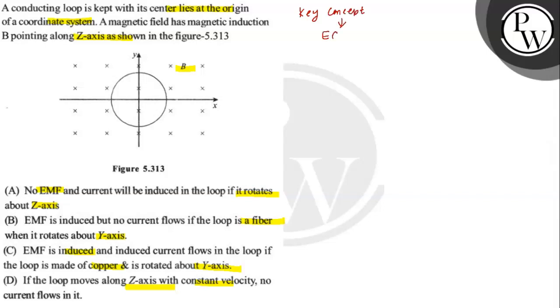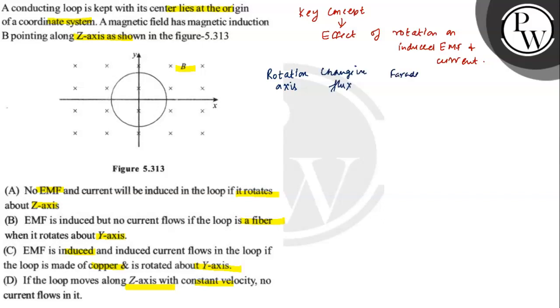So the key concept is the effect of rotation on induced EMF and current. For this, we will discuss all the cases A, B, C, D. The rotation axis, then the change in flux. According to Faraday's law, induced EMF is E equals minus d phi by dt. According to Ohm's law, I is equal to E by R.